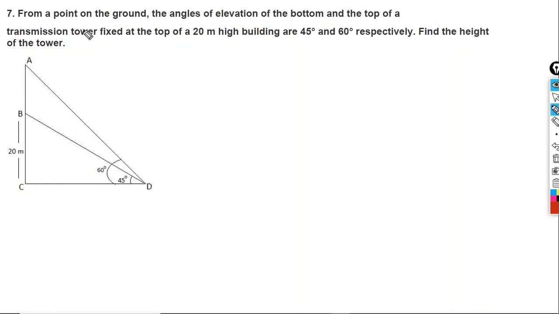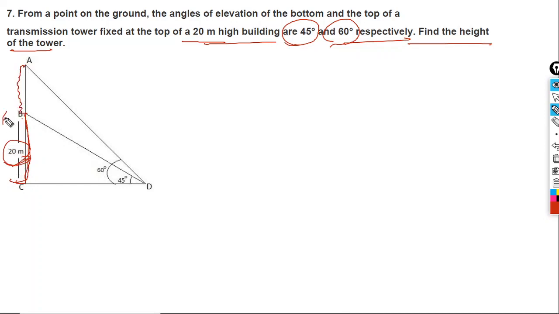From a point on the ground, the angle of elevation of the bottom and the top of a transmission tower fixed at the top of a 20-meter high building are 45 degree and 60 degree respectively. Find the height of the tower. So there is a building, let the building be BC, and the height of BC is 20 meter here, and a transmission tower is there, let the transmission tower be AB.